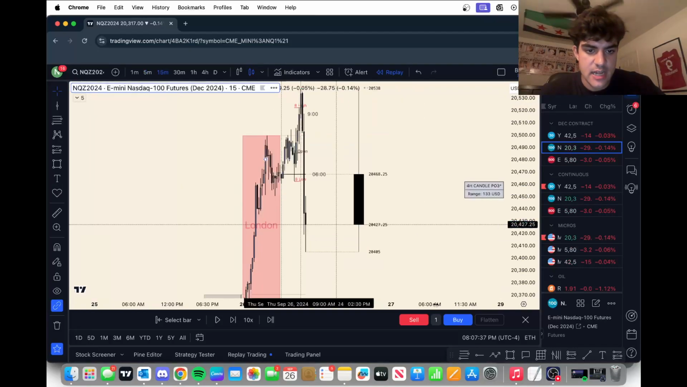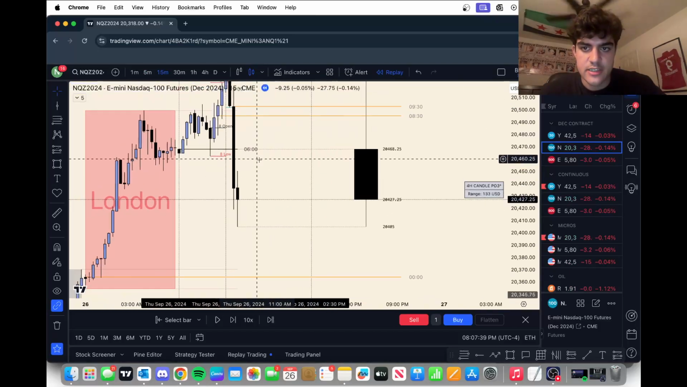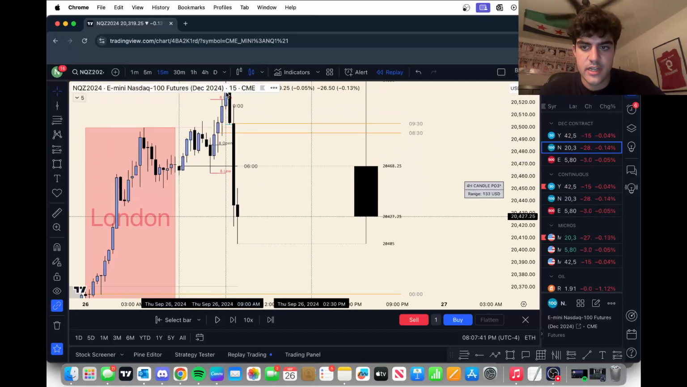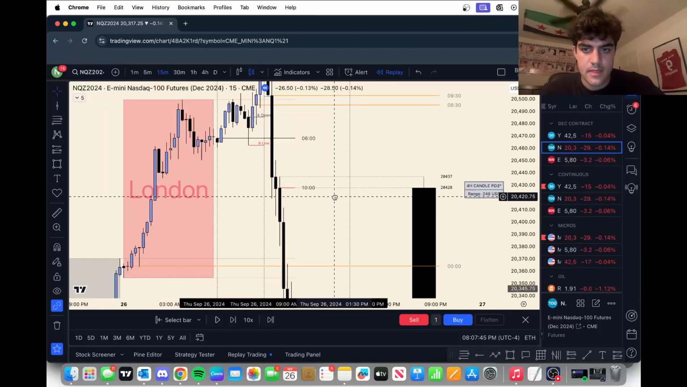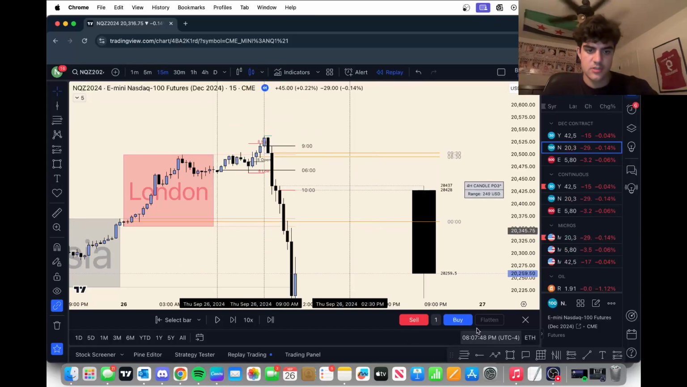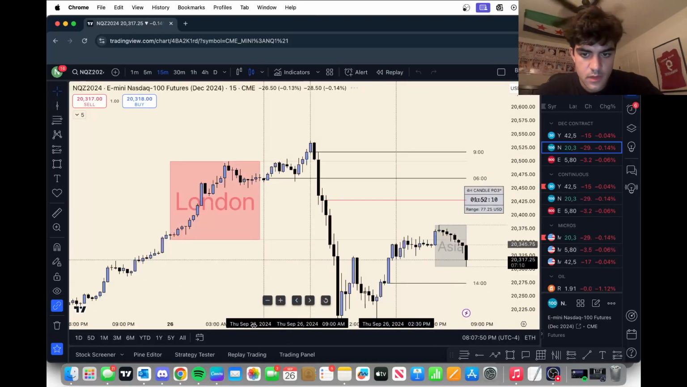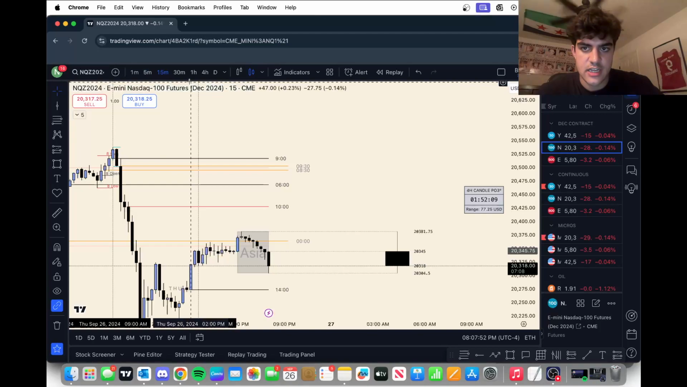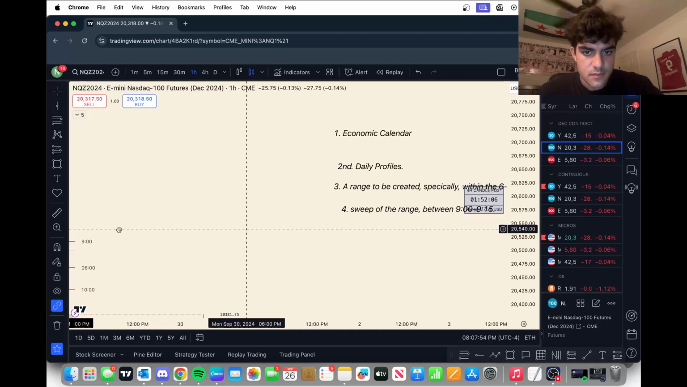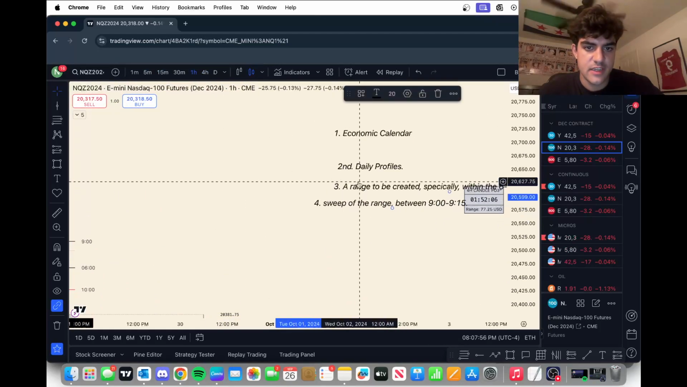If you go on the higher time frame, you will now notice that we have this order block printed right here and also considering here. So there's an example of the model. Essentially, it is just a checklist: sweep of the range between 9 o'clock to 9:15.